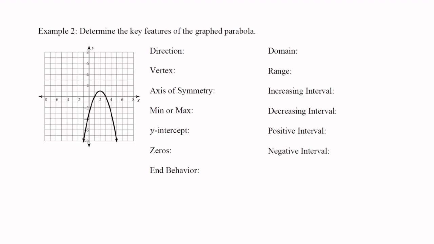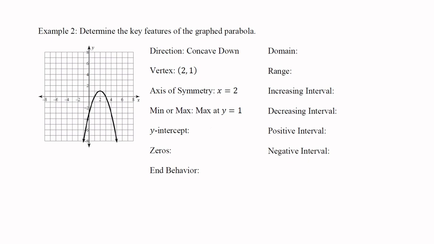In this graph, we are concave down. Our vertex is located at (2, 1). Our axis of symmetry is at x equals 2. You can read the vertex for that. Since it's concave down, we have a maximum, and that maximum is at y equals 1.